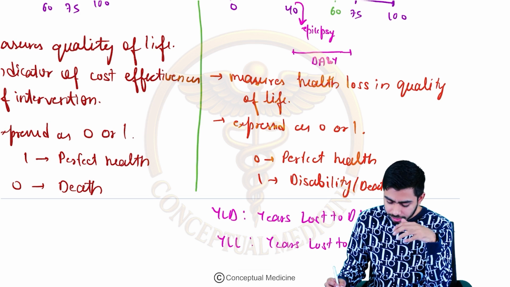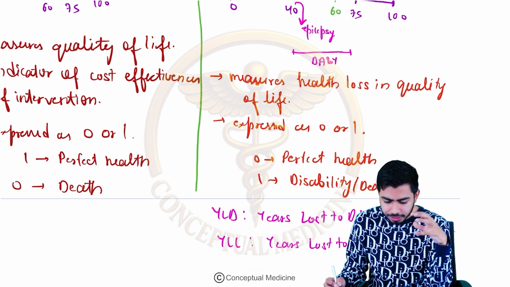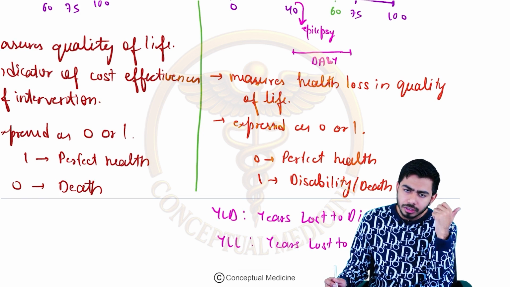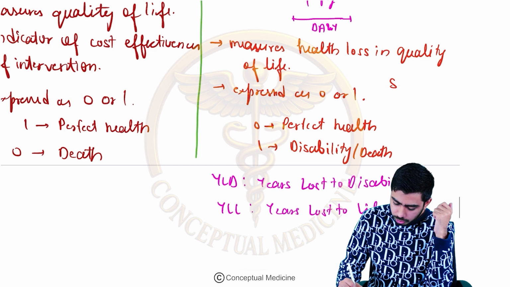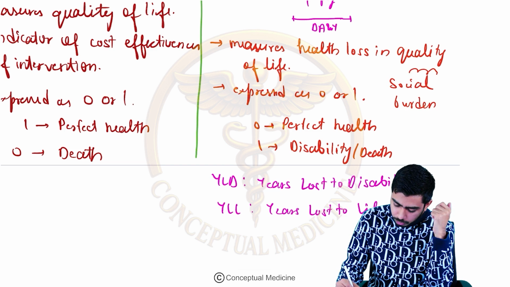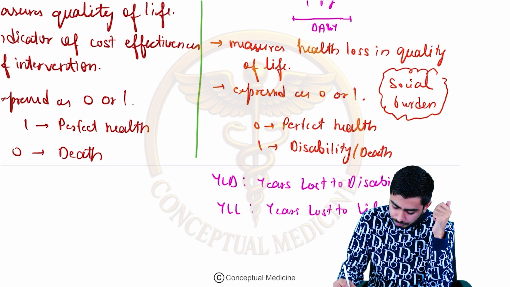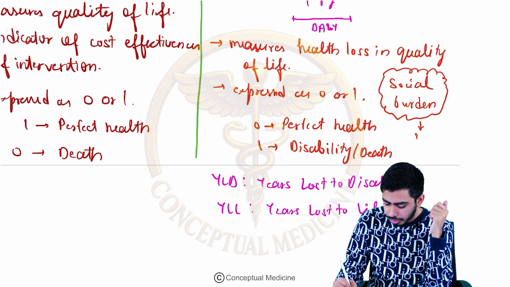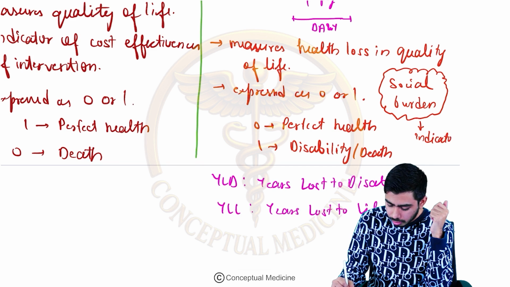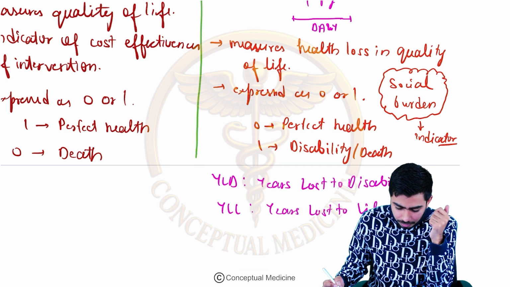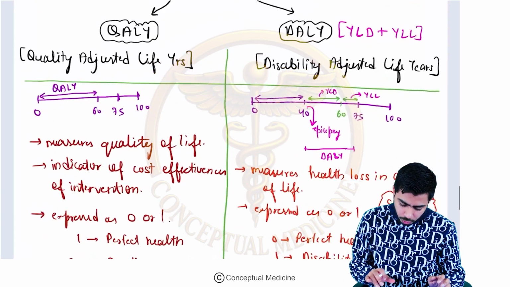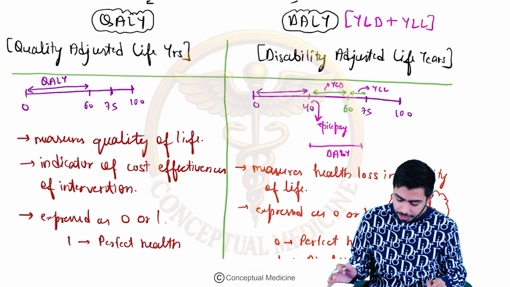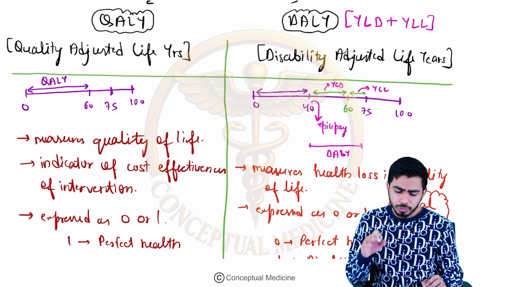Okay, so that is about the disability adjusted life, right? This is also an indicator of social burden on any community or population, right? So we have understood two terms, QALY, quality adjusted life years, and DALY, disability adjusted life years. I hope you are clear with that, guys.